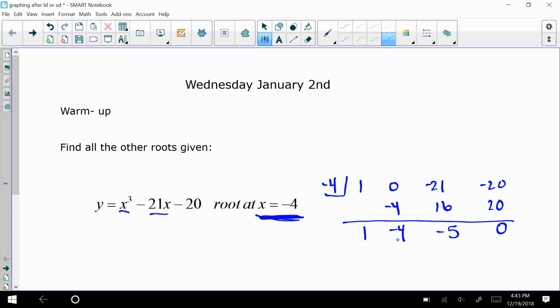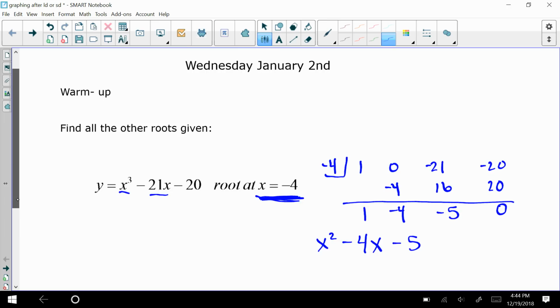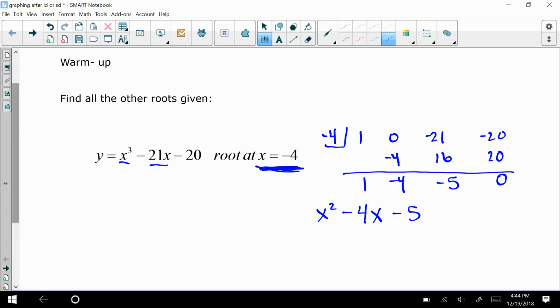Now the coefficients that we have at the end are going to give us, take away a degree, so we have an x squared term now. So I have x squared minus 4x minus 5. And at this point in time, we're down to a quadratic. So we can either factor, if it's factorable, or use the quadratic formula. It is a factorable problem. I have x minus 5 and x plus 1.